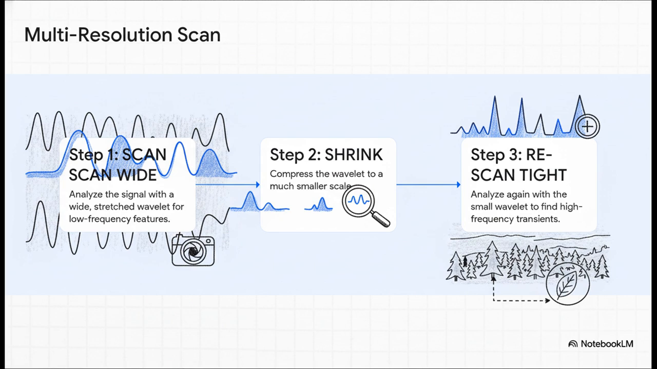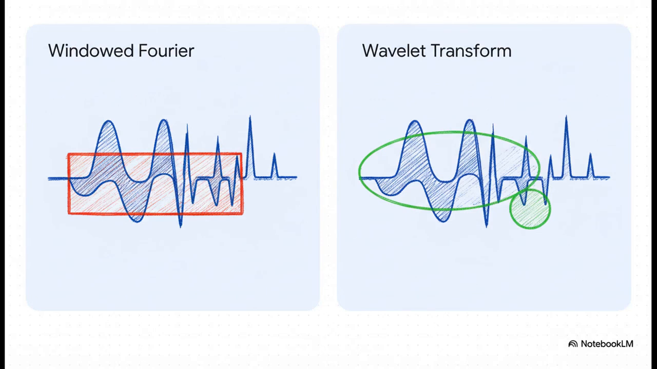First, you scan the signal with a wide, stretched out wavelet. This is your zoomed out view, right? It's perfect for finding the big, broad, low frequency stuff. Then you shrink the wavelet way down, compressing it to a much smaller scale. And finally, you rescan the signal with this teeny tiny wavelet. This is your zoomed in view, and it lets you pinpoint the exact location of those sharp, high frequency transients. It's a process that can see the whole forest and then zoom right in to inspect the veins on a single leaf. And this comparison just sums it all up perfectly.